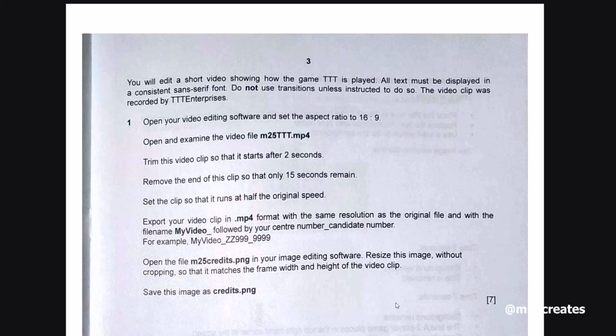The video clip was recorded by TTT Enterprises. 1. Open your video editing software and set the aspect ratio to 16:9. Open and examine the video file M25TTT. Trim this video clip so that it starts after 2 seconds. Remove the end of this clip so that only 15 seconds remain. Set the clip so that it runs at half the original speed.